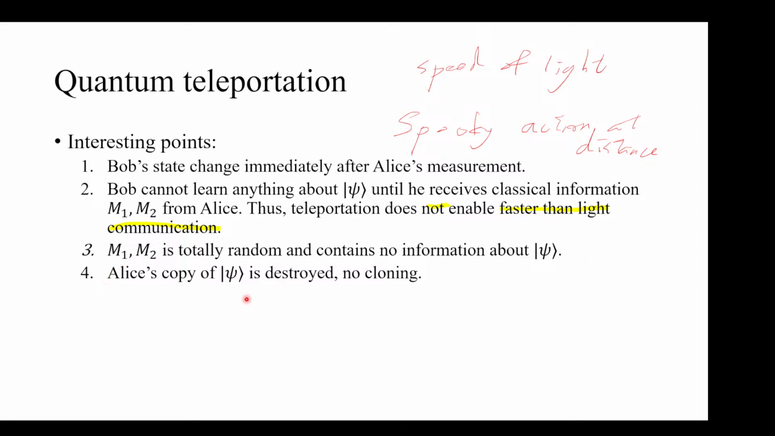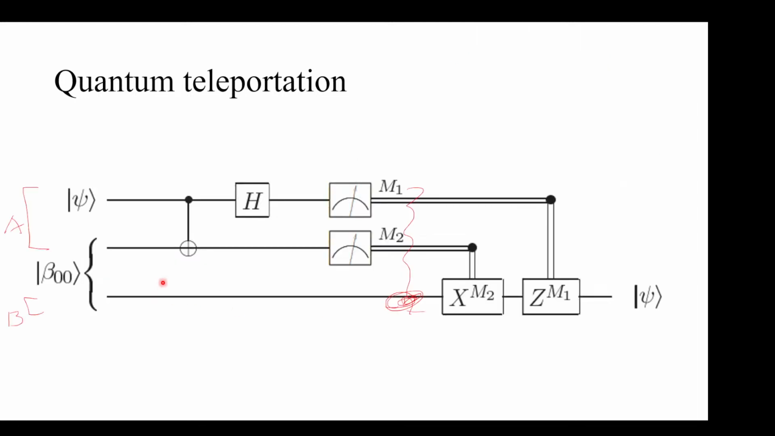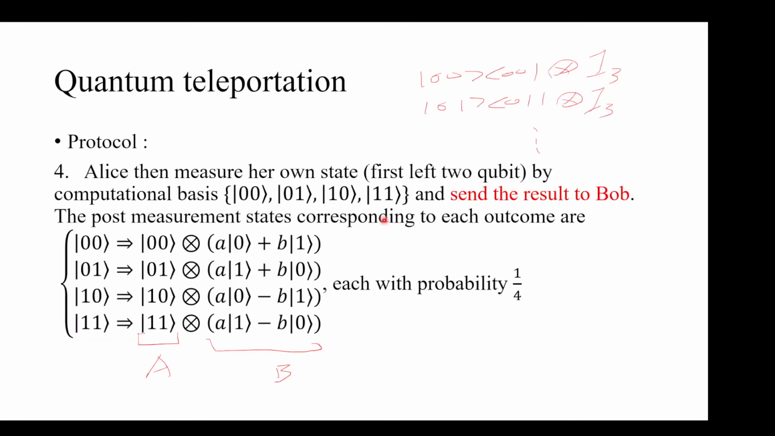That is, we don't want to break no-cloning. And you can easily see that at least after completion of the teleportation protocol, Alice's part is destroyed by the measurement collapsing. Like you see here, the post-measurement state of Alice is random, M1 and M2, a random computational basis state: 00, 01, 10, 11. So Alice's side also doesn't hold information about psi anymore.